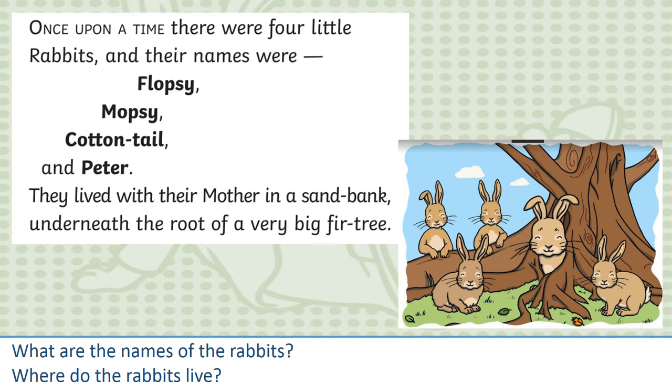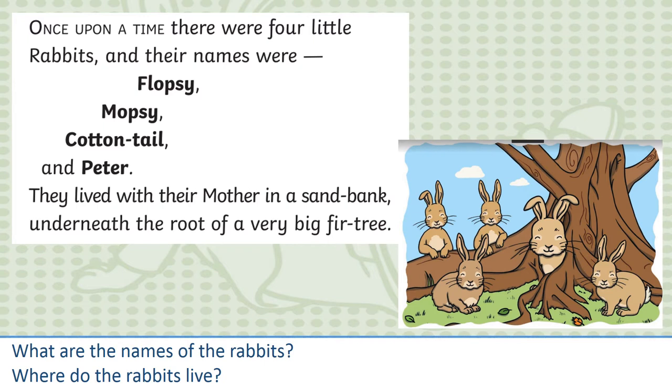So the questions: what are the names of the rabbits? Where do the rabbits live? I would like you to write "the names of the rabbits are", and I want commas and an "and" in the correct place, please, guys. And where do the rabbits live? The rabbits live where? Okay, so pause me now and write your answers.